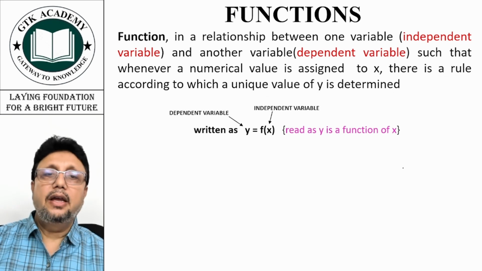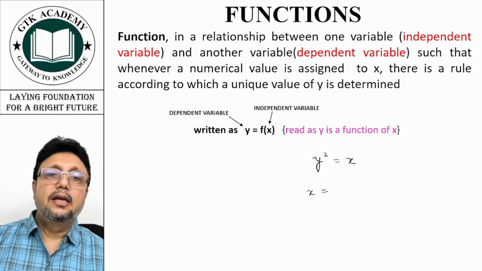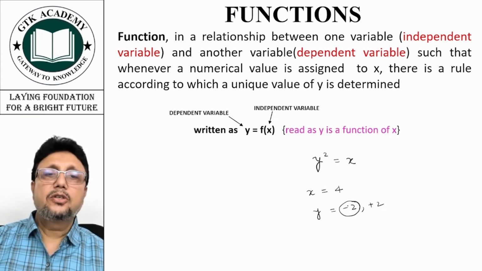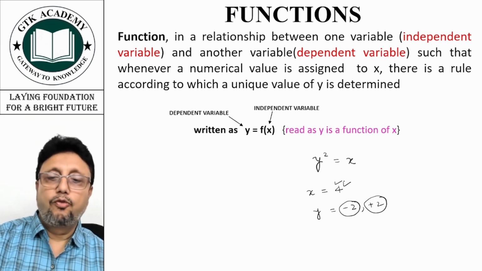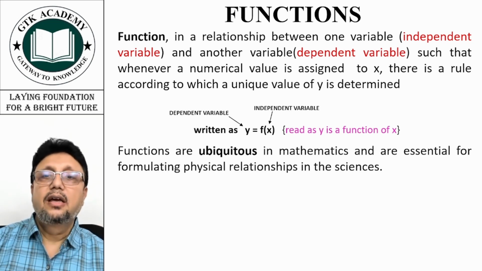But if we have a relationship like this, y square is equal to x. Now, if x is equal to 4, y can be minus 2 and plus 2, because the square of minus 2 also is 4 and plus 2 also is 4. So that is not a function, it's a relation.